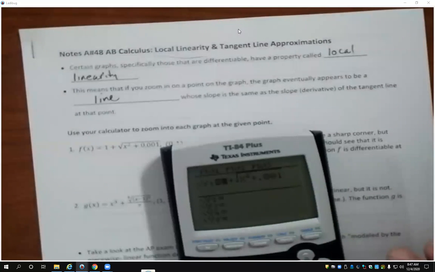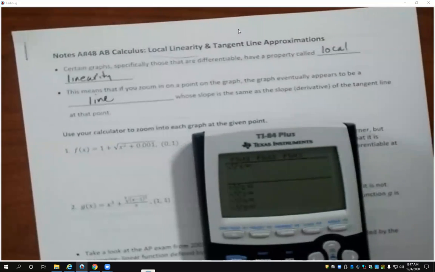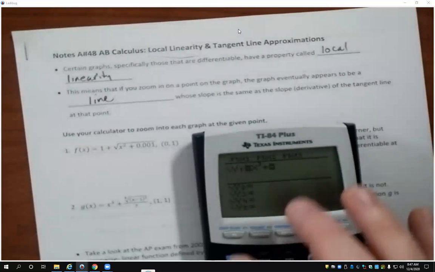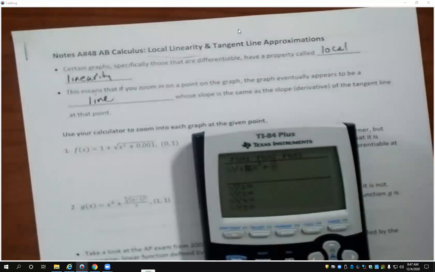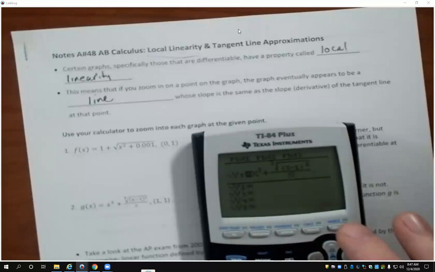All right, so let's go back into y equals. We have x cubed plus, then let's get a fraction bar going and get the cube root. That's under math, option 4. The cube root of x minus 1 squared. And that's all over 7.